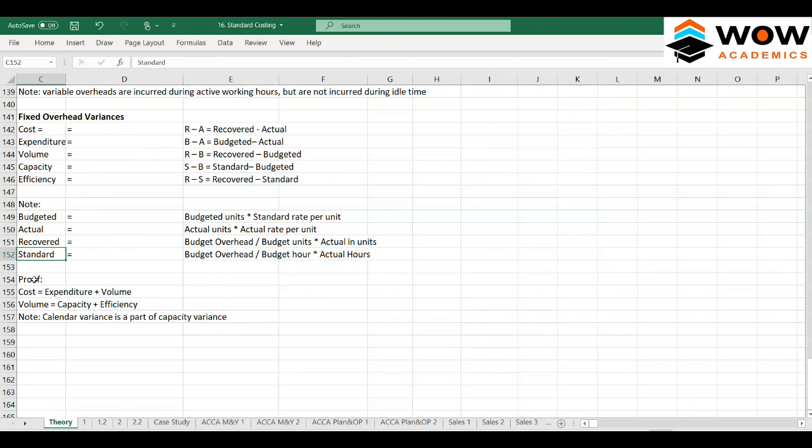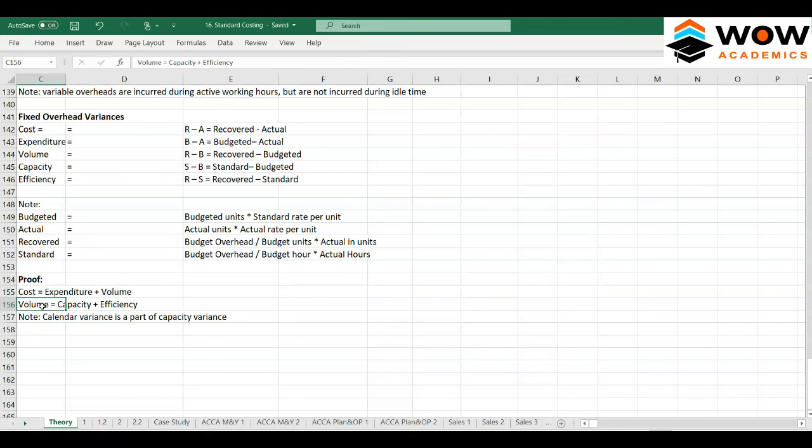And the most important part is these proofs. What is this proof? You don't need to work out this proof. It's only for you to understand. This cost variance is equal to expenditure plus volume. If you add the answers of expenditure and volume, you'll get the cost variance. Volume can be divided into two, called capacity and efficiency. Add these two and you will get the volume variance. So that's the concept here.